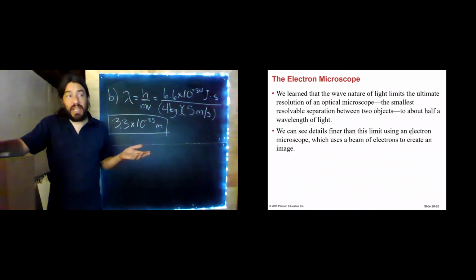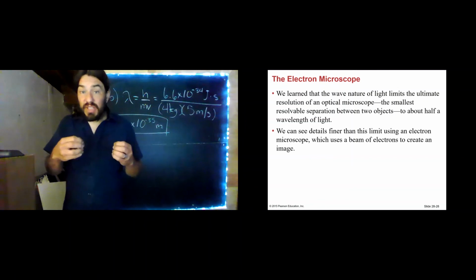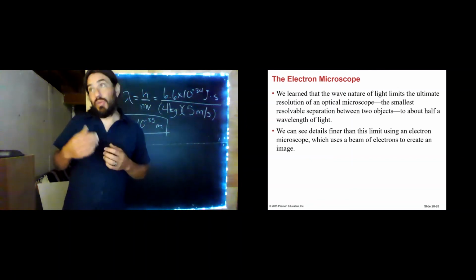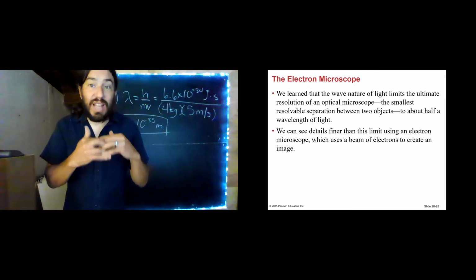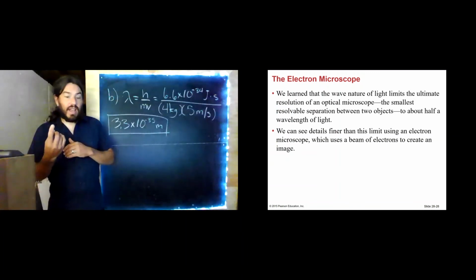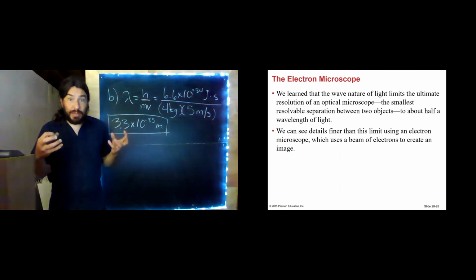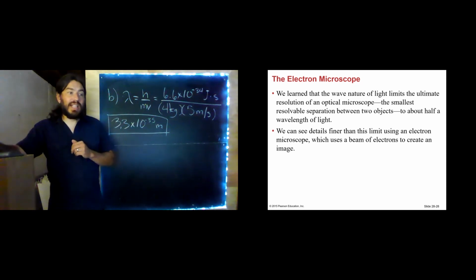So this has some practical applications, which if you're in a biological science, you may end up using in your work. We've learned that the wave-like nature of light limits the ultimate resolution of an optical instrument. Right? We've learned that two objects can only be resolved in a microscope or a telescope, and resolved means able to distinguish from each other, if their diffraction patterns don't overlap too much. Right? And so we've learned that larger wavelengths cause larger diffraction patterns. And so the resolution of optical instruments is limited by the wave-like nature of light.